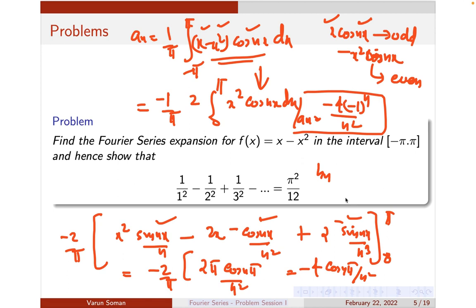So I hope it is clear. Cos n pi is minus 1 raised to n, because cos pi is minus 1, cos 2 pi is 1, cos 3 pi is again minus 1. So it is alternating in sign. That's it. So basically cos n pi is minus 1 raised to n. So we can write it like this, or you can simply write cos n pi also.